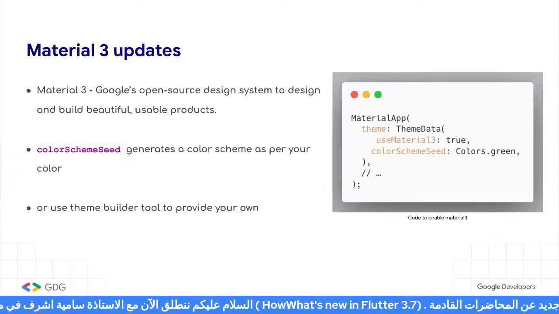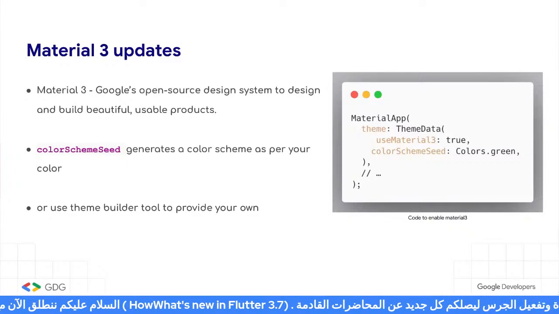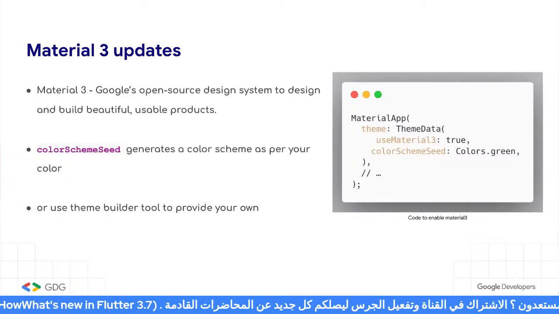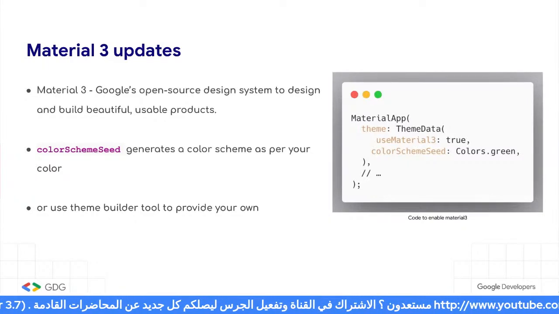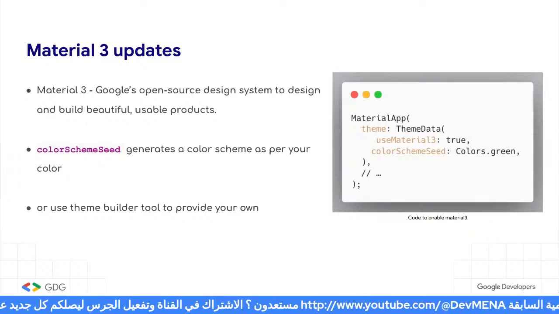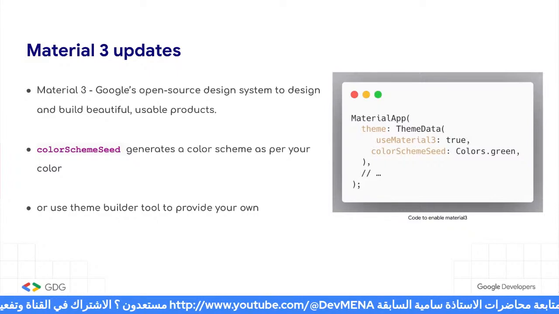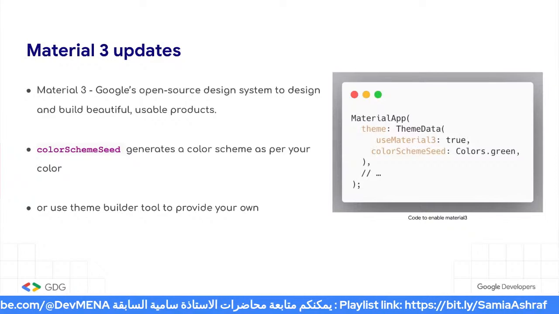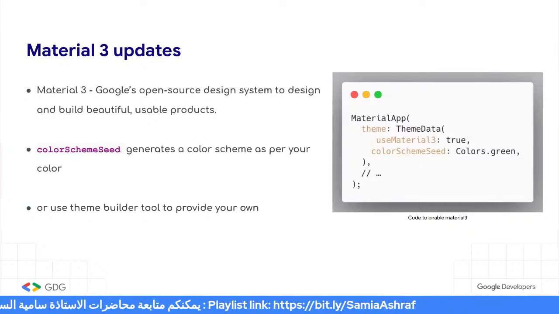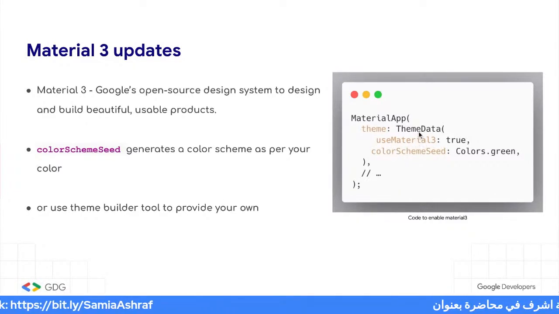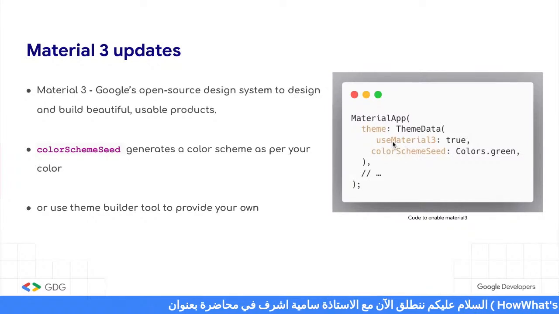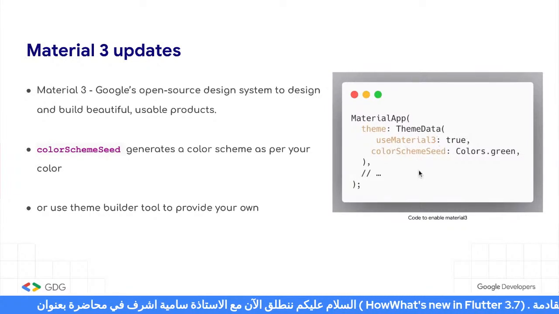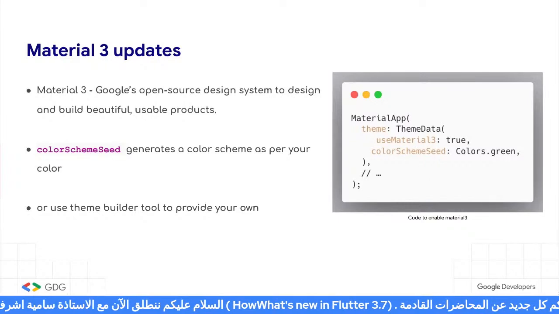As we all know, Material is Google's open source design system that we use to design and build applications. The widgets that we use in our application are coming from Material. Now Material 3 is the most upgraded version of Material. In order to use the Material 3 widgets, we will be using a parameter called useMaterial3 in the theme data. This theme data is what we use inside the Material app. Just set useMaterial3 to true, and then you can start using the Material 3 widgets.